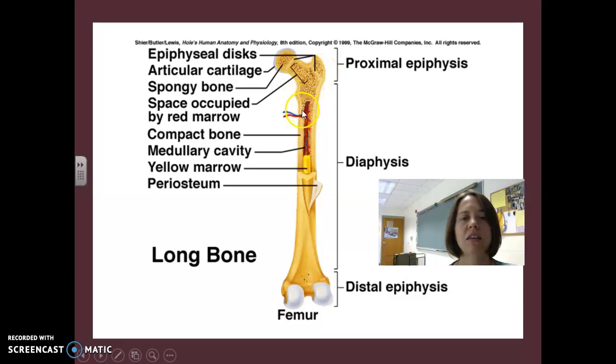And then in the medullary cavity, in the wall of the medullary cavity, we have compact bone. And we're going to talk a little bit more about the difference between spongy bone and compact bone. And inside the medullary cavity is the yellow marrow. And then covering the bone is our periosteum, that living membrane that covers it.